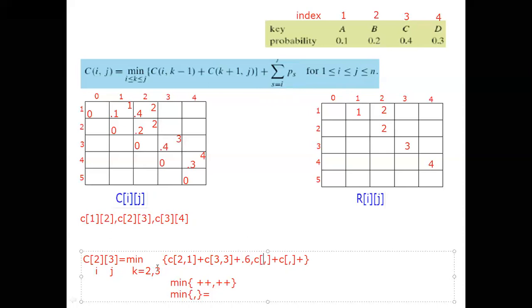Next, what is the value here? K value is 3. What is i? I value is 2. What is the k value? K value is 3. 3 minus 1 is 2. Plus, what is the k value? It is 3. K plus 1 is 4. And what is the j value? J value is 3. Anyway, the summation value is the same for both. It is 0.6. Next we have to add it.